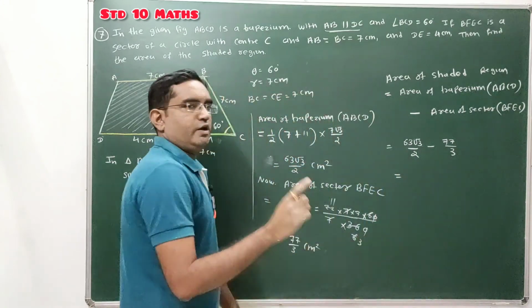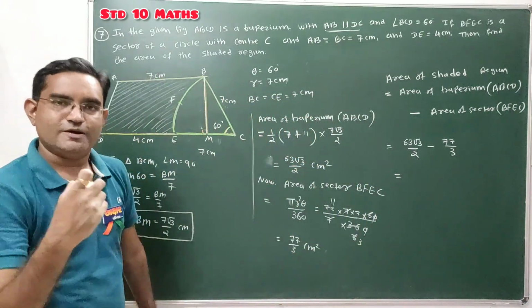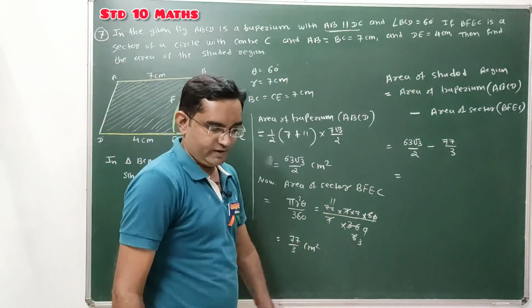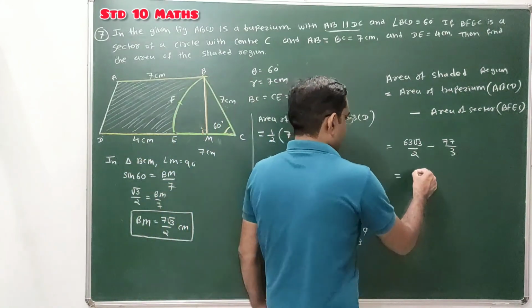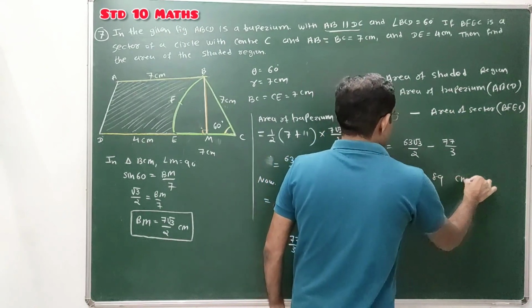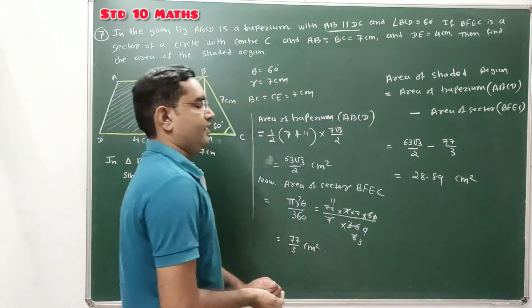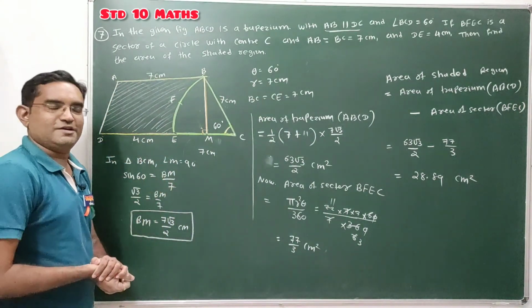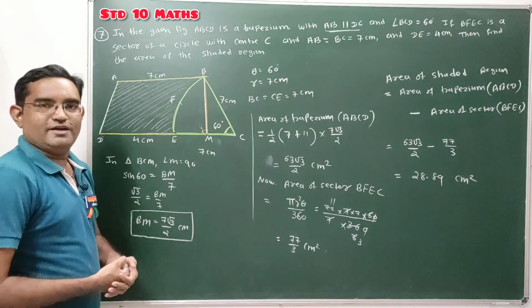Done. Put the value of root 3 equal to 1.73, divide it, subtract it, you will get the final answer as 28.89 centimeter square. This is the final answer. 4 mark question for the board examination. Clear students? Pause the video and note it down.